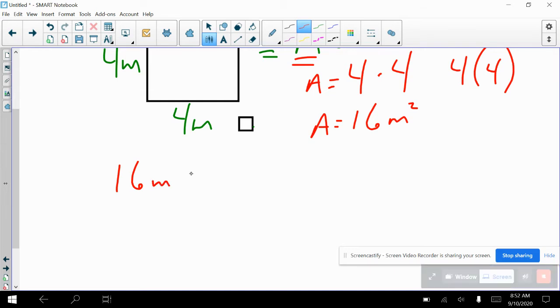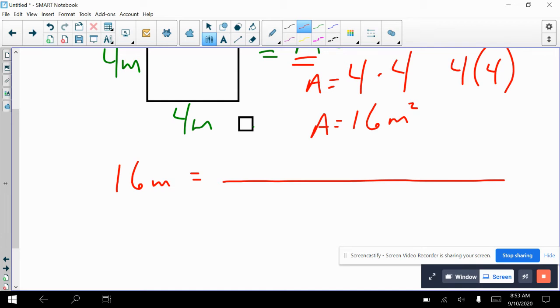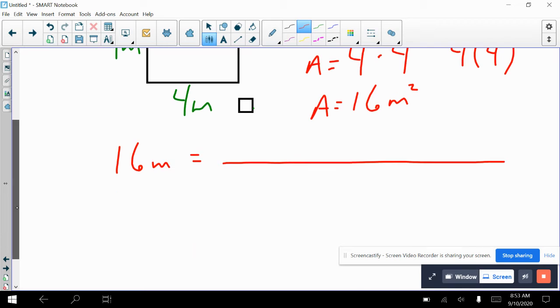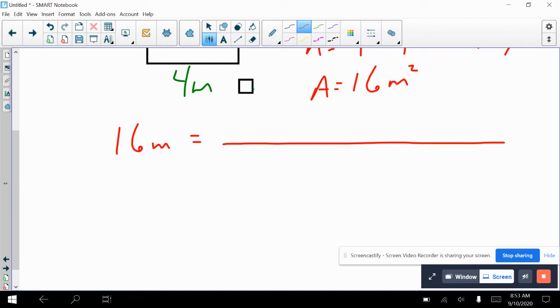16 meters. If I was to write that, what does that look like in the metric world? Anybody know? Okay, 16 meters looks like a straight line. That's something that we call one-dimensional. Something that's one-dimensional is a line.